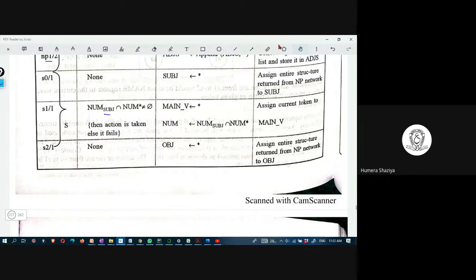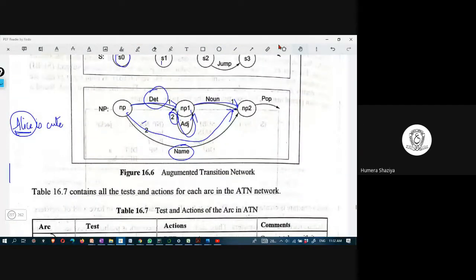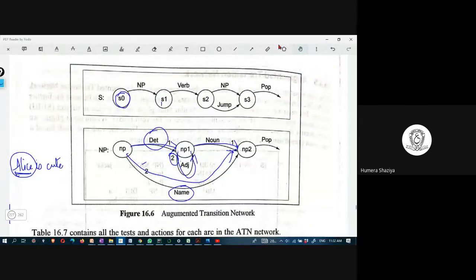If there is a subject and that subject is stored in the register, then what is the action to be taken? Main verb is assigned. Why is main verb assigned? It means that the following word is a verb. Then S2 oblique 1. S2 oblique 1 means we have reached S2. First we found noun phrase and then we have found verb.